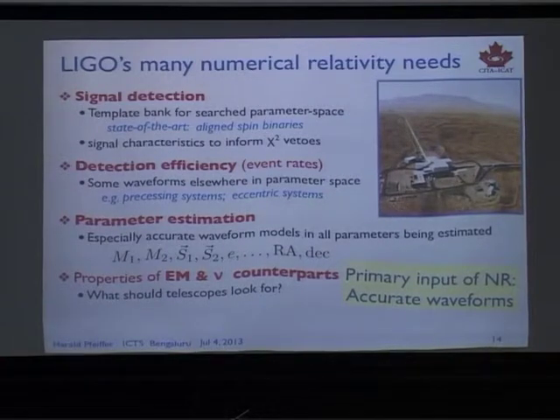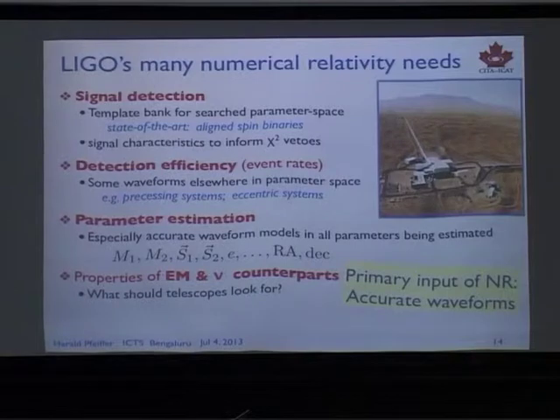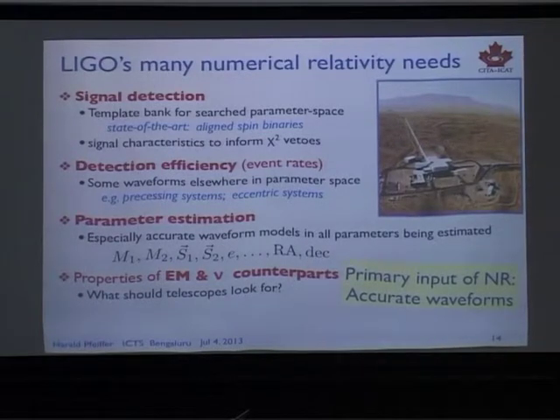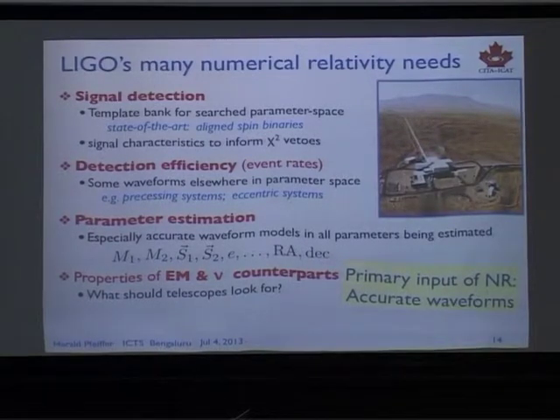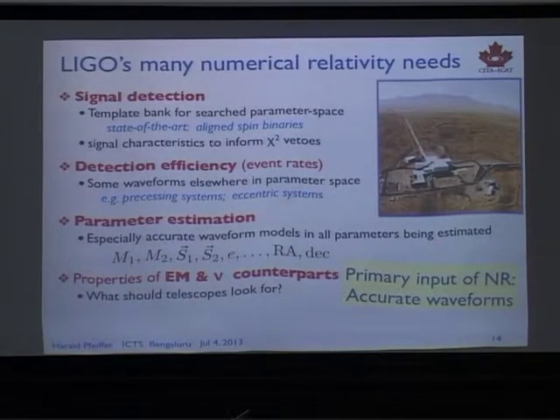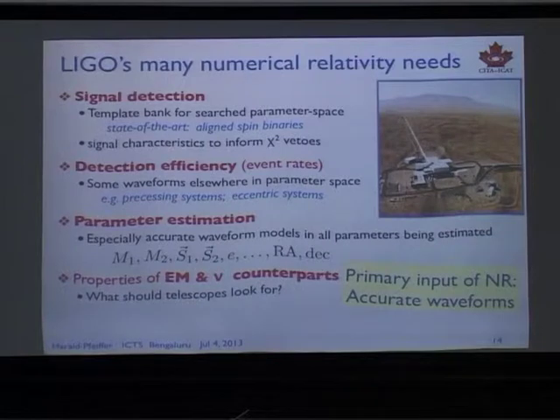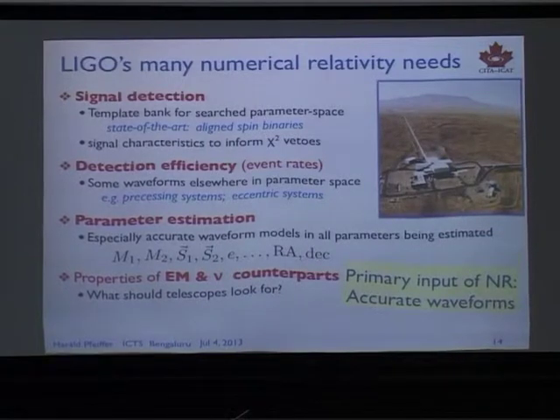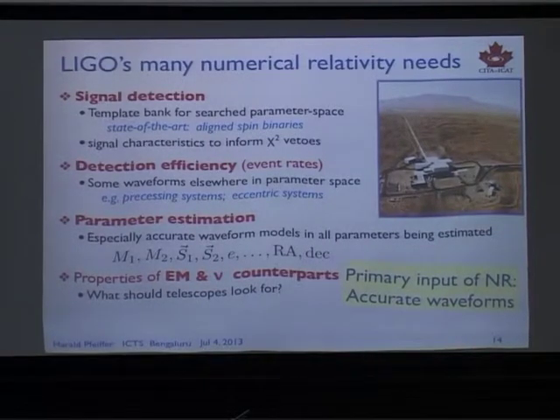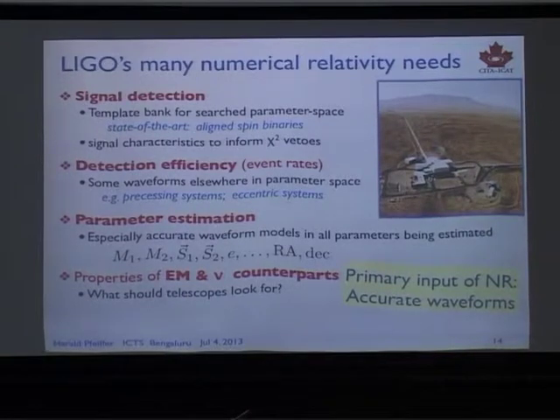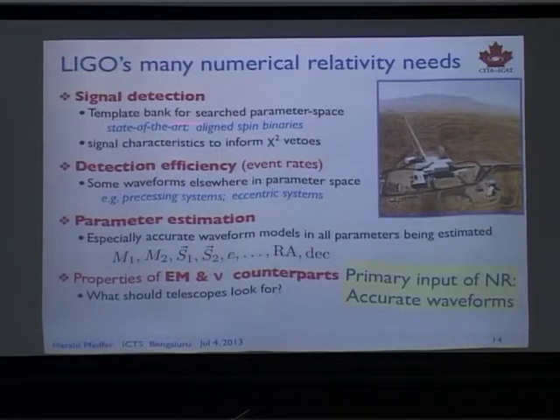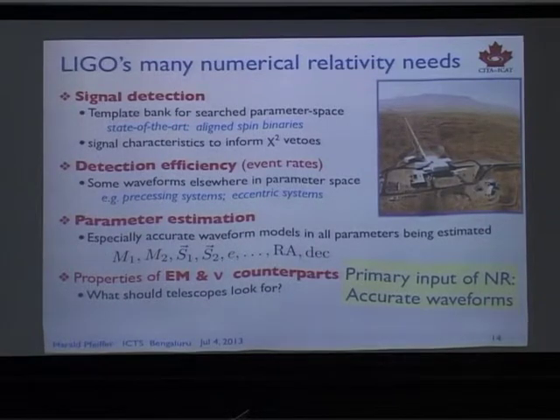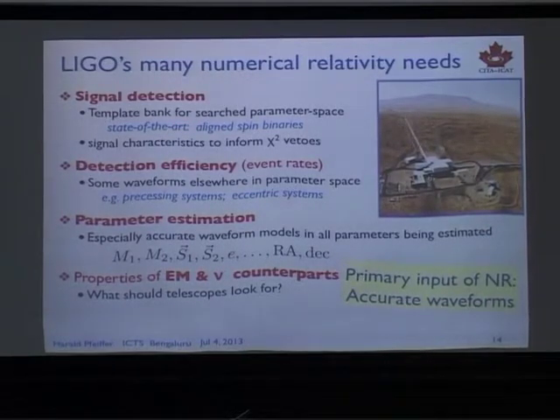One searches only for subspaces of all possible binary black holes. Right now, the state of the art is aligned spin binaries. So if you only wanted to make template banks, all you need to do right now is to simulate aligned spin binaries. That's not too hard. And B, it turns out that the accuracy requirements are fairly modest. So that's an important use of numerical relativity, but not the most challenging from the numerical side.